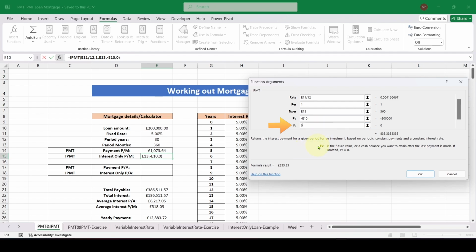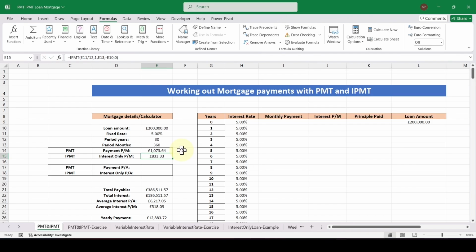I don't know if you remember, but with the PMT function, we had a type input cell, that's also available here. If you just scroll down with this, okay, so we have a preview of our answer here, 833 pounds, and I'll just click OK for this, and that is the PMT and IPMT written out.